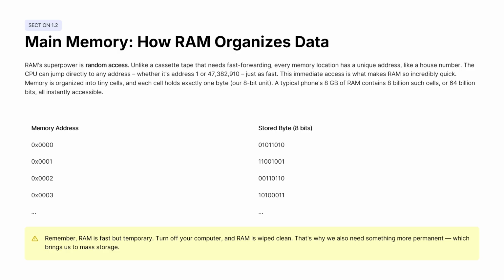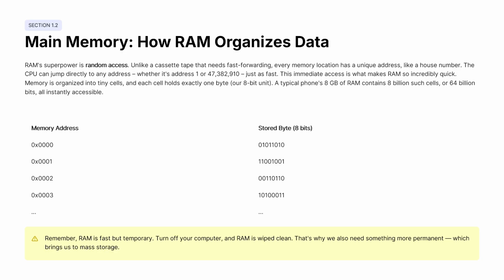That's our 8-bit unit from before. Modern computers have billions of these cells. Your phone might have 8 gigabytes of RAM. That's 8 billion bytes, or 64 billion bits, all accessible in nanoseconds. On screen, a simple grid showing memory addresses as shown, with bytes stored in each cell.